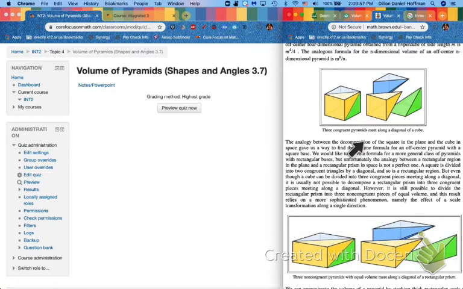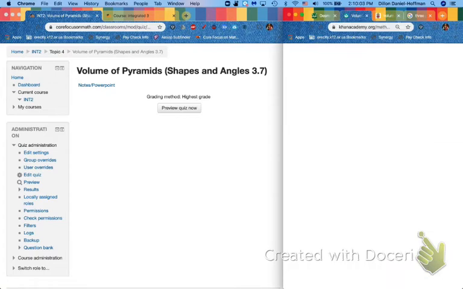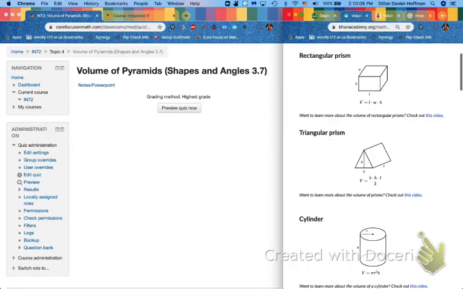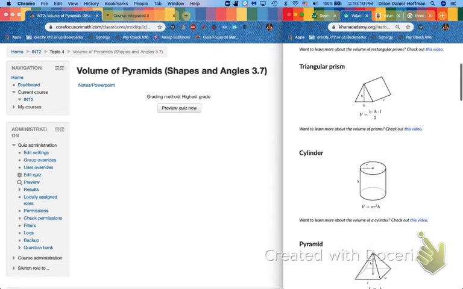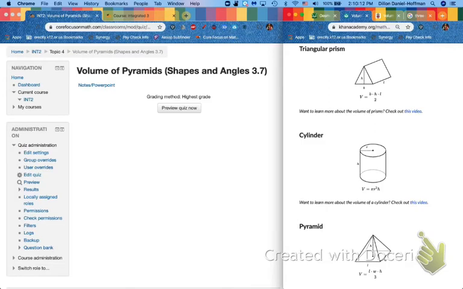That's a pretty cool visual representation of our situation today, which means the formula for an individual pyramid is, dun dun dun, we've had prisms, we've had a cylinder. If we go down a little bit further on the page, there it is. We need to figure out the volume of the prism that had the same exact base, and then because there are 3 of them, we just divide by 3. So for a square pyramid, that would be length times width times height divided by 3.